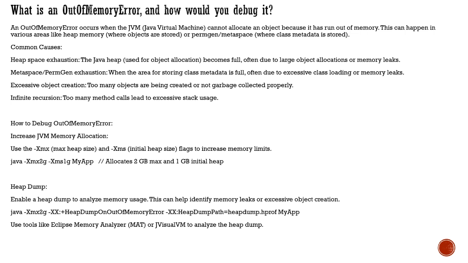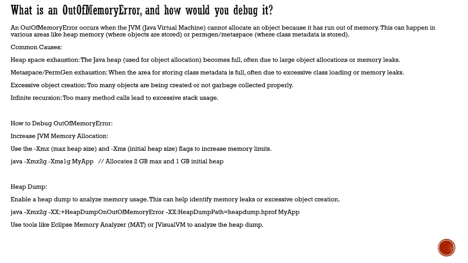Excessive object creation, as I mentioned, means too many objects are created in a short period of time and they are not garbage collected properly, right? There are also recursive methods calling themselves, which lead to excessive usage of the stack. To control this, we can increase the Java allocation memory using Xmx and Xms. And we have heap dumps, which we already discussed, right?